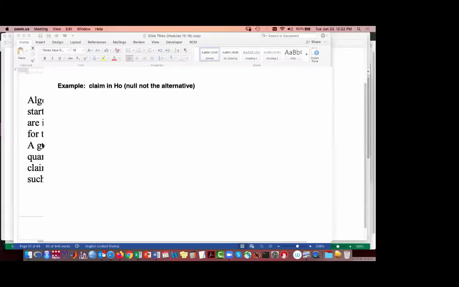So here's the scenario. I'll go ahead and type it up here so we've got a copy of it in the whiteboard. So I'm going to do another example. The claim is going to be in the null hypothesis, not the alternative. So that's the scenario that we're looking at here. Okay, and so let me go ahead and share the screen here.